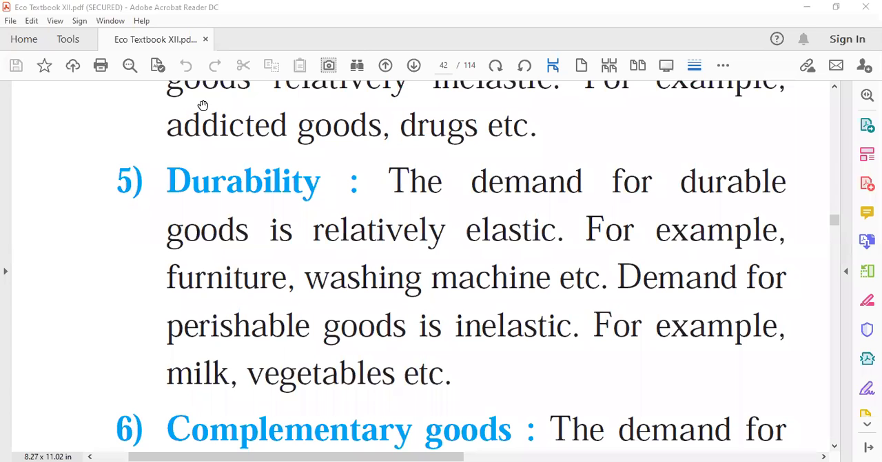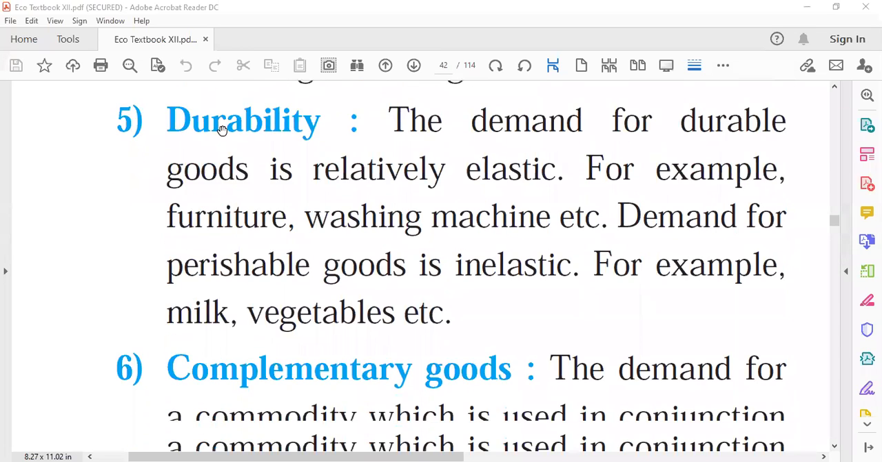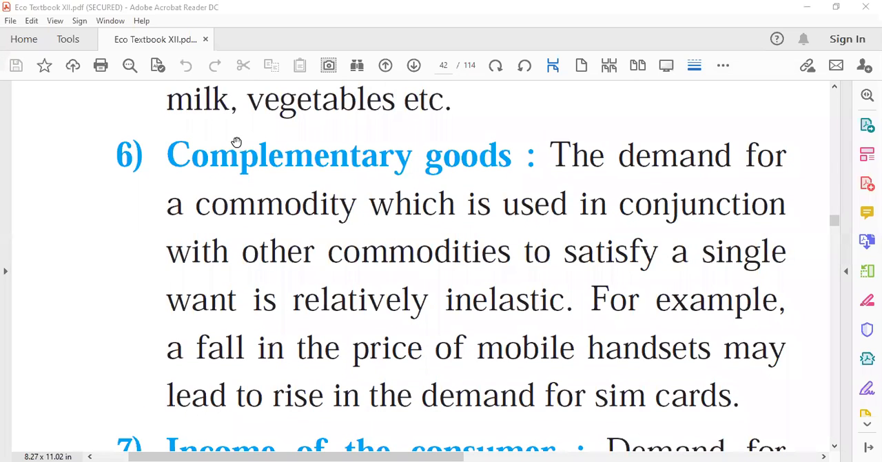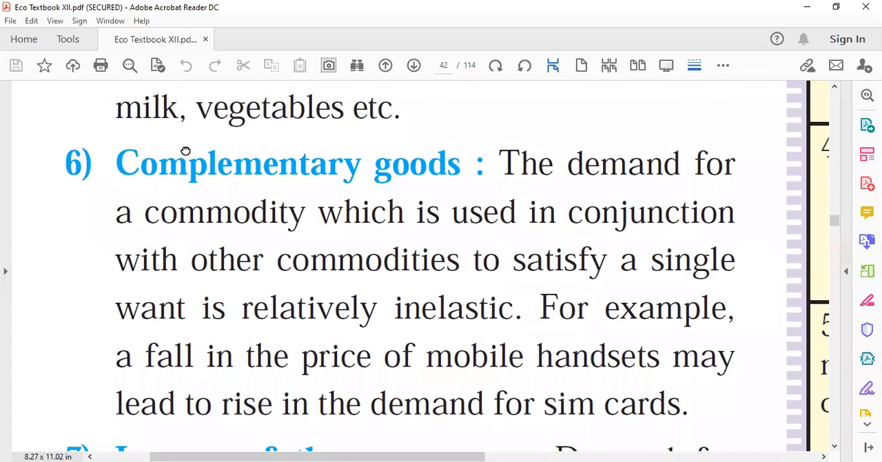तो perishable goods की demand कैसे है? Inelastic. Further, elasticity depends upon the availability of complementary goods. Now, what are complementary goods? When two goods are demanded jointly, which can be used in conjunction. So, in case of complementary goods, we have to purchase both the commodities at a time to satisfy the same want, whether their price increases or decreases.